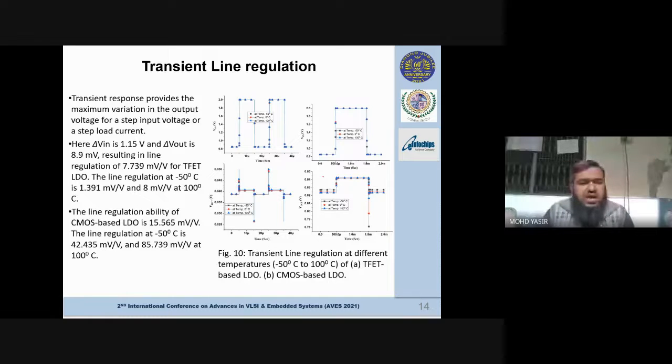The line regulation at minus 50 degrees centigrade is 1.391 millivolts per volt and 8 millivolts per volt at 100 degrees centigrade. The line regulation ability of CMOS based LDO is 15.565 millivolts per volt. The line regulation at minus 50 degrees centigrade is 42.435 millivolts per volt and 85.739 millivolts per volt at 100 degrees centigrade.